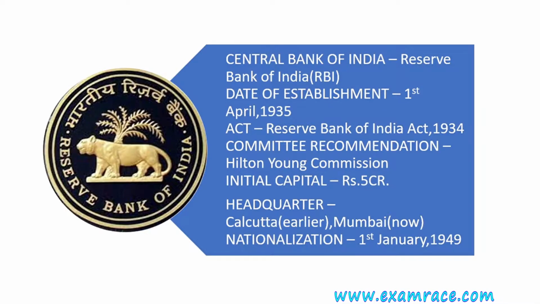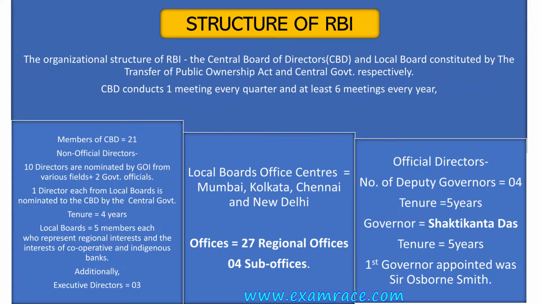Earlier it was headquartered at Calcutta and now it is headquartered at Mumbai. The bank was nationalized on 1st January 1949. The logo of RBI shows two features, that is the palm tree and the picture of a tiger. Earlier it was a lion. Later the Government of India decided the tiger was the more characteristic feature of India, and this was enabled on the logo.